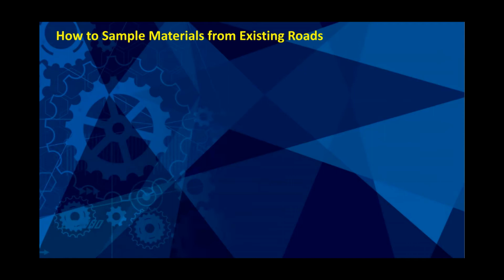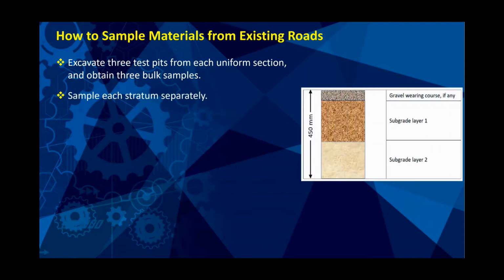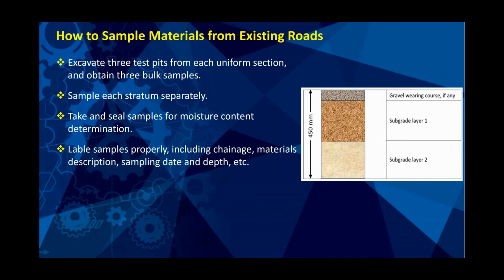So how to sample materials from existing roads? You have to excavate 3 test pits from each uniform section and obtain 3 bulk samples. If there are different strata in the subgrade, you have to sample each stratum separately. You must take and seal the samples for moisture content determination. And you must label the samples properly, including the chainage and materials description, sampling date and depth, etc.